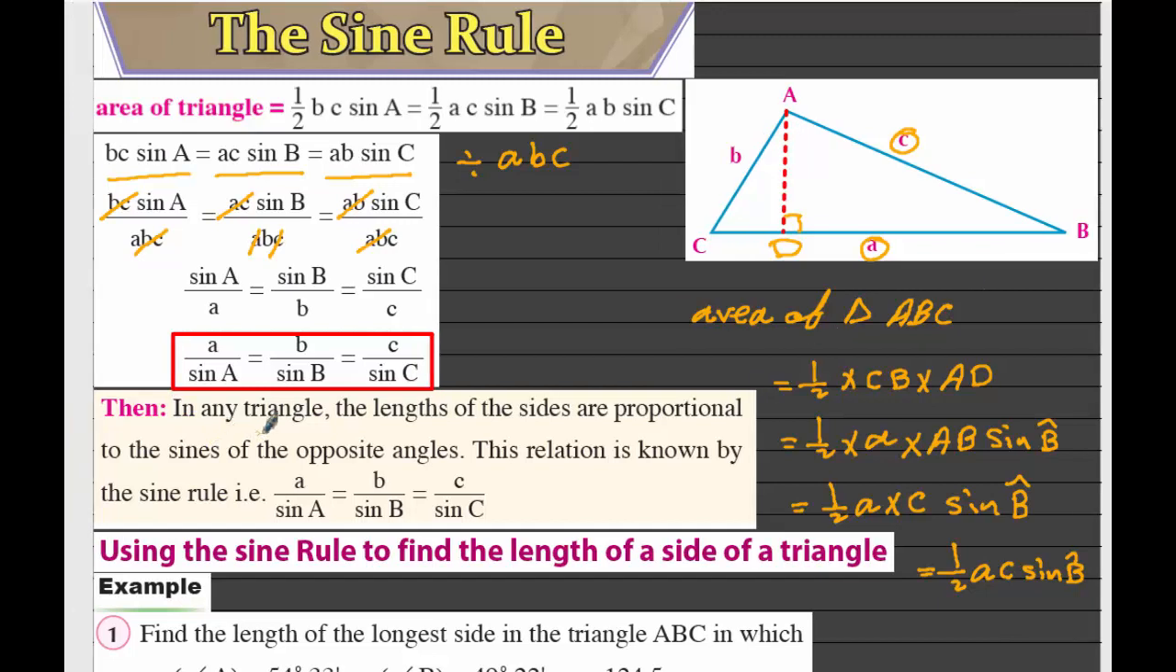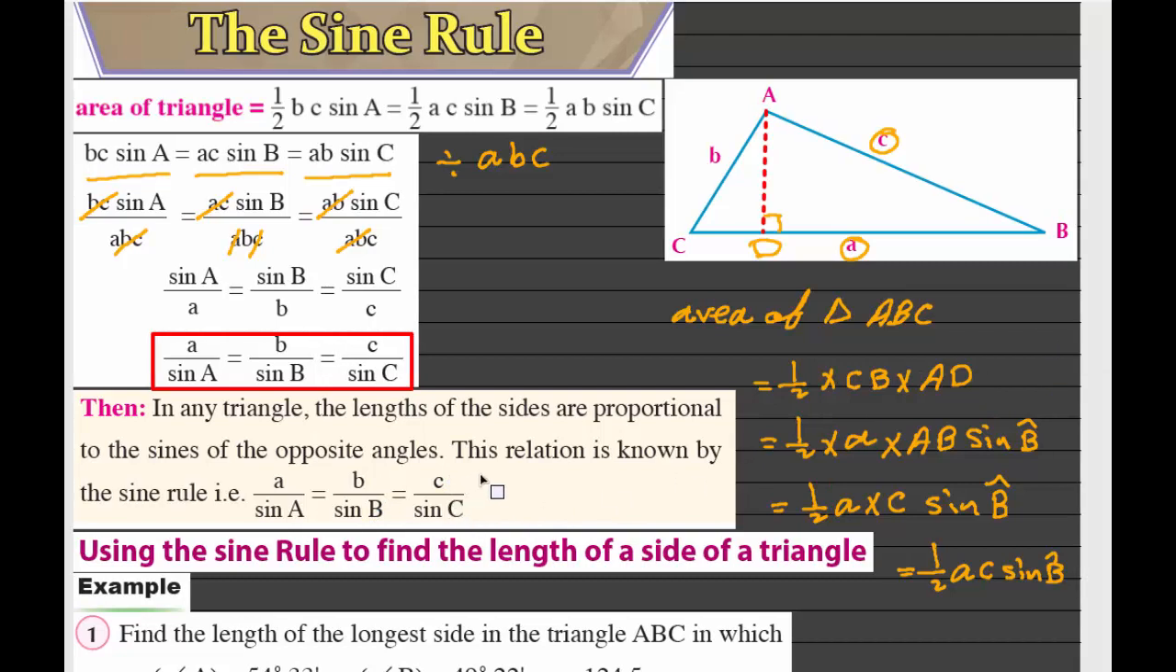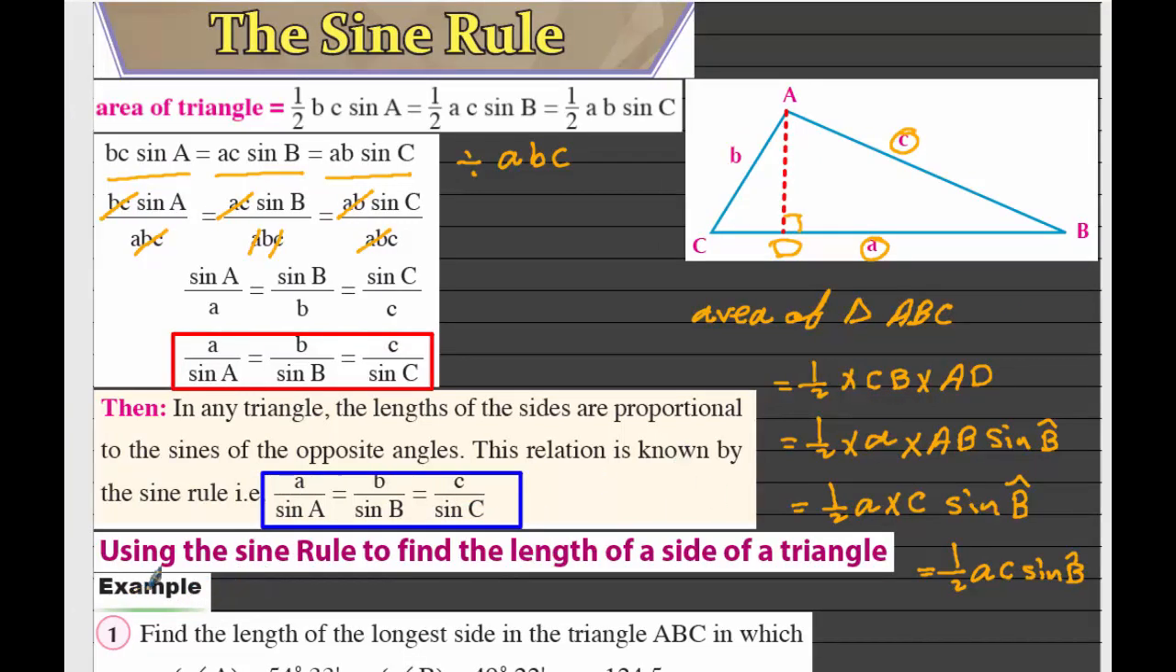Now, in any triangle, the lengths of the sides are proportional to the sines of the opposite angles. This relation is known as the sine rule. So A over sine A equals B over sine B equals C over sine C. And we will use it to solve problems in a triangle. First example here, using the sine rule to find the length of a side of a triangle.